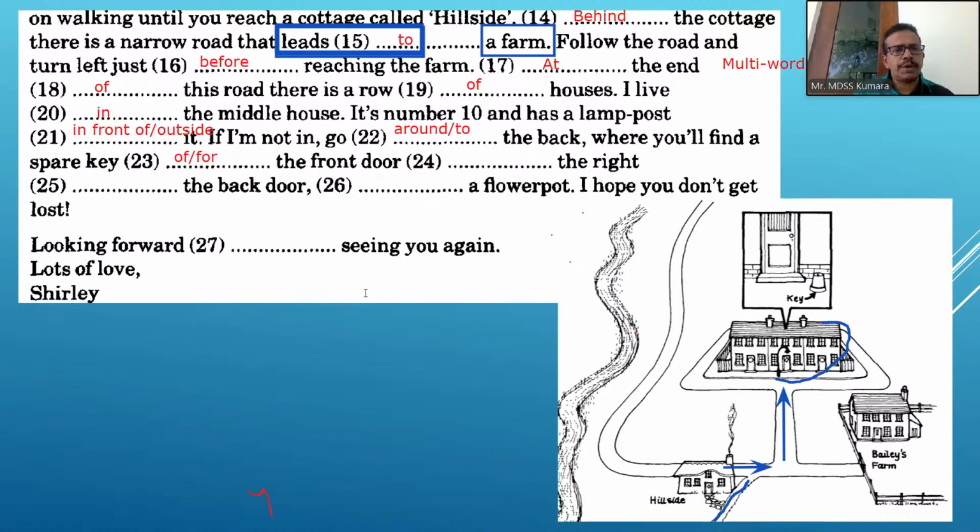Where you will find a spare key of the front door. Either the possessive preposition or the dative preposition is used here: of, for, or to. What this means is a spare key for the front door, or a spare key of the front door. Where you will find a spare key for the front door, spare key of the front door, blank the right.